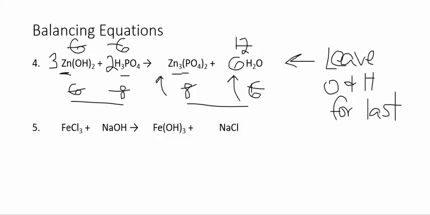And then number 5 here. Iron's okay. 3 Cl. I need a coefficient there of 3 to balance the Cl. Sodium. Coefficient of 3 to balance the sodium. Oxygen. 3 oxygen here, 3 oxygen here. 3 hydrogen here, 3 hydrogen here. So that one is balanced.